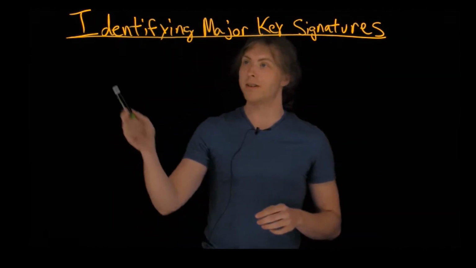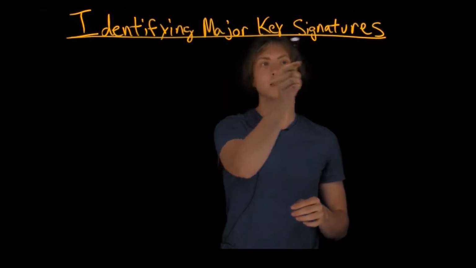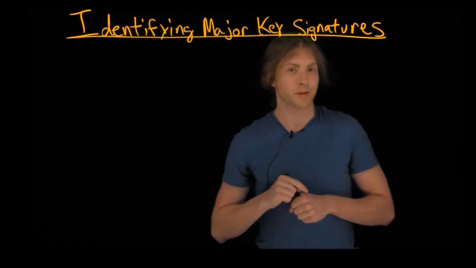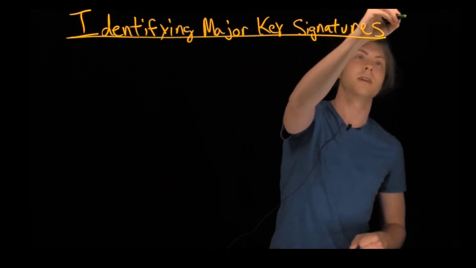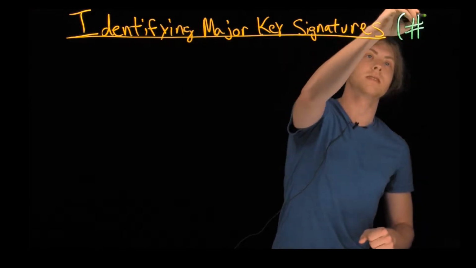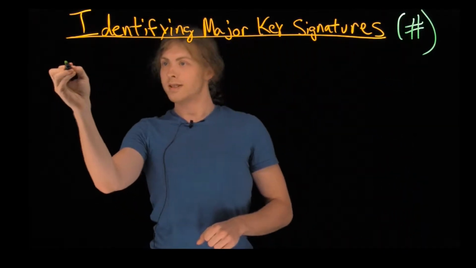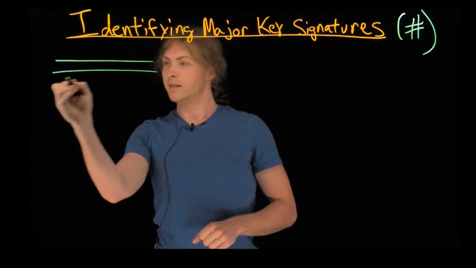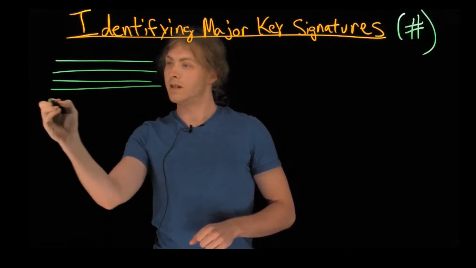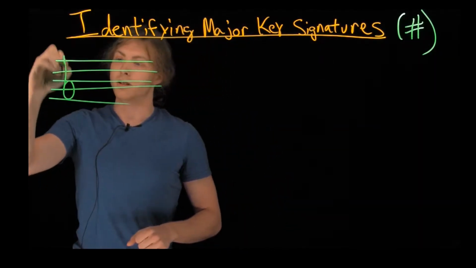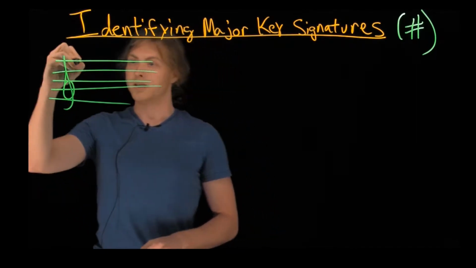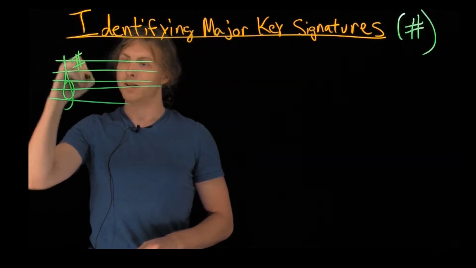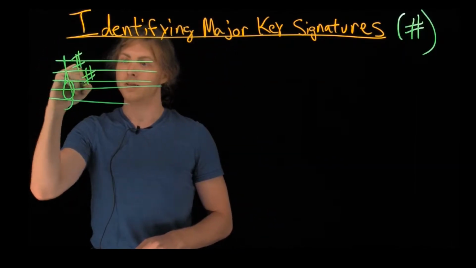Today we're going to talk about identifying major key signatures. And in this particular video we're going to talk about sharp keys. So I'm going to draw a staff, and we're going to be in treble clef. And I'm going to draw some sharps here for you. Let's have F sharp and C sharp.